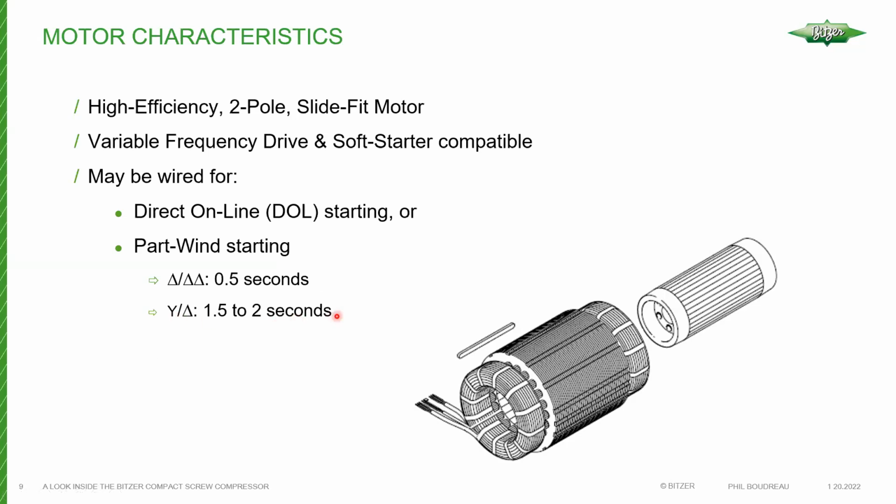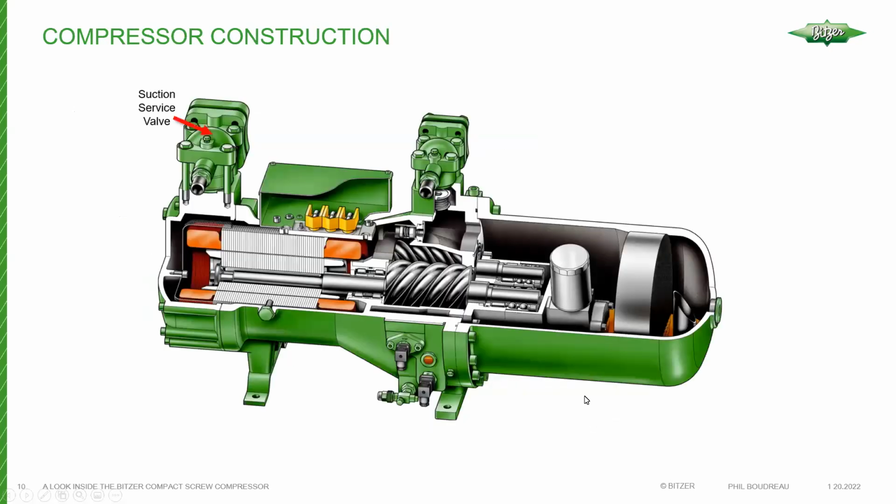Then there's the Y delta approach, where we can reduce the amperage by approximately 35%. And this is give or take, say 5% of the locked rotor amperage. And note, there's a little more timing because what we're doing is rewiring the compressor on the fly, basically using the 3 contactor method.